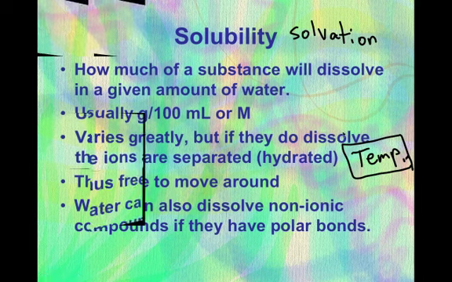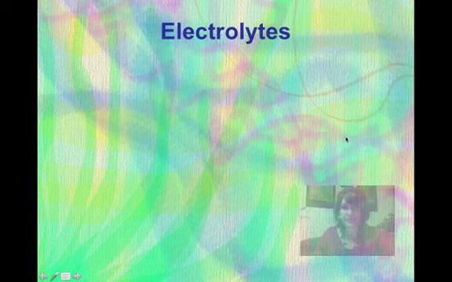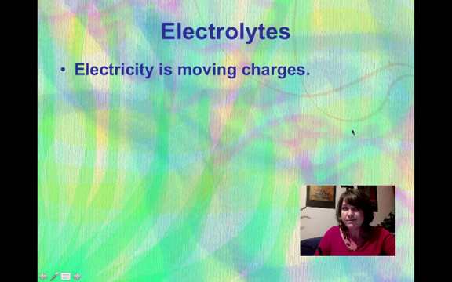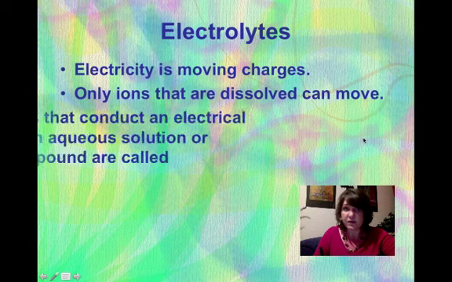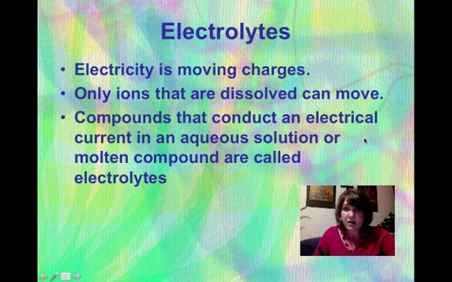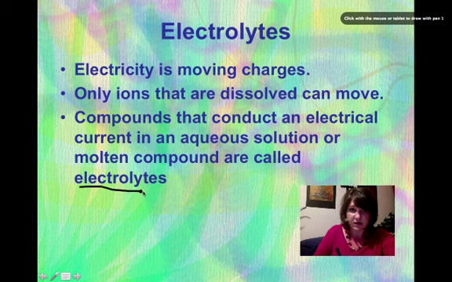So let's see. What are we going to do with these moving charges? You see, moving charges is electricity. If you can get a charge to move, you can generate an electrical current. The only ions that can move are those that are dissolved. And so a compound that will conduct an electrical current when it's in aqueous solution, we have a special name for these guys. They are called electrolytes.